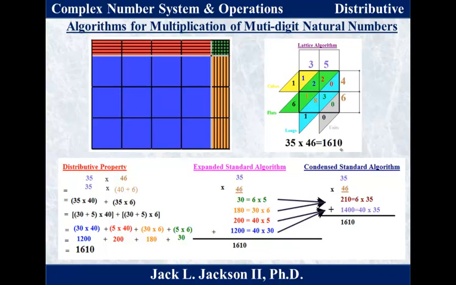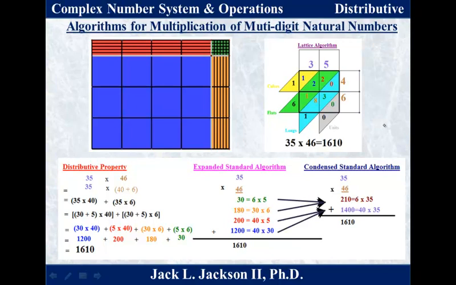Now, you can take any of these algorithms, the distributive property, the expanded algorithm, the condensed version, which I'm going to call the standard one because it's the way I was taught, and then the lattice algorithm. You can take any one of those and make this work for 3 digits times 2 digits, or 15 digits times 27 digits. If you had that kind of patience, you could do it this way.